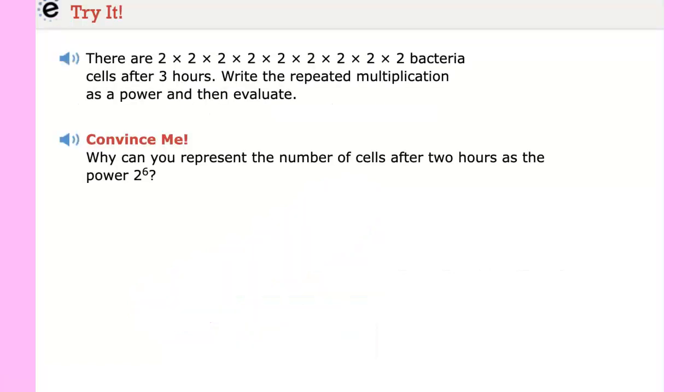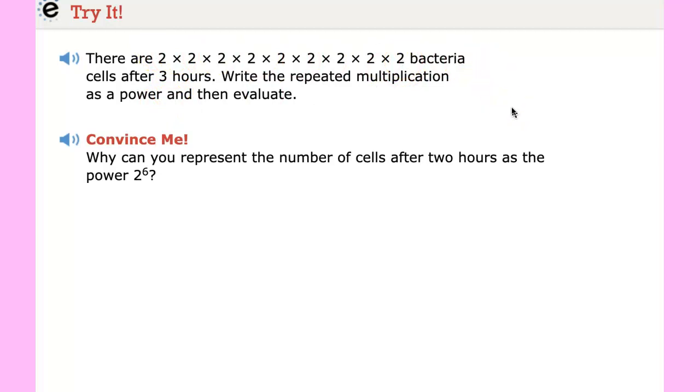Just raise your hand. On your own, I want you to try this. There are 2 times 2 times 2 times 2 times 2 times 2 times 2 times 2 times 2 bacteria cells after 3 hours. Write the repeated multiplication as a power and then evaluate. So you count how many 2's are there: 1, 2, 3, 4, 5, 6, 7, 8, 9. So after 3 hours, it multiplied 9 times.